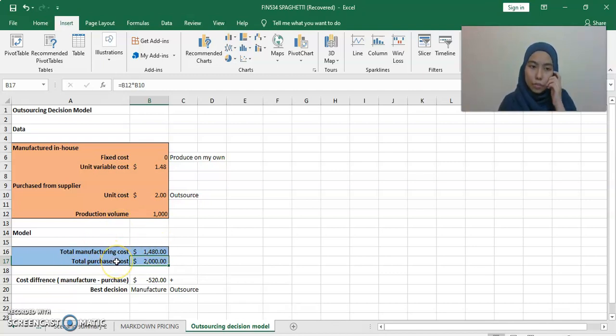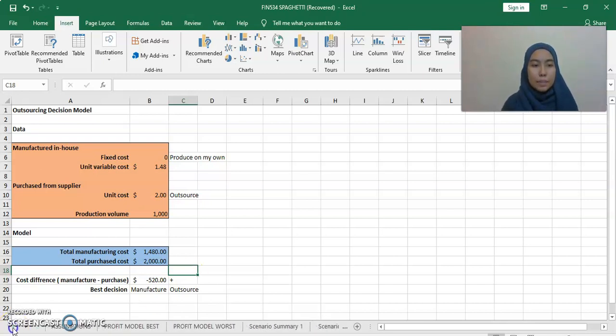The total manufacture cost is 1,480. Where I get this is from these two. And the purchase cost is 2,000. As we can see, the manufacture cost is less than the purchase cost. So I will save more if I manufacture this product, to gain more profit for my business.